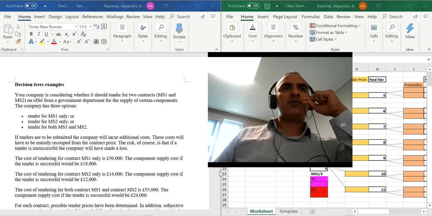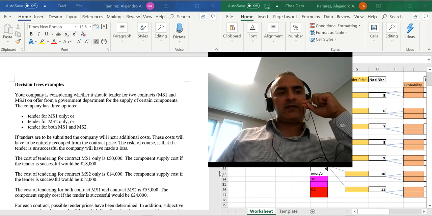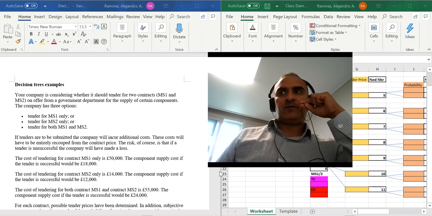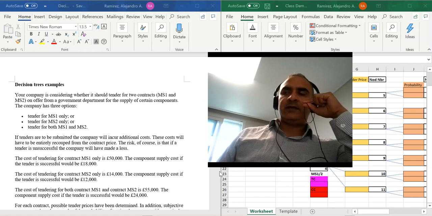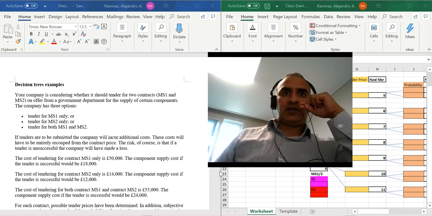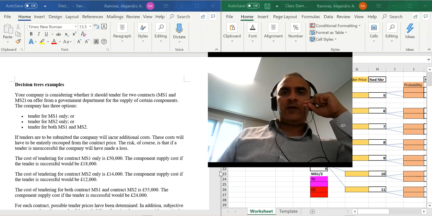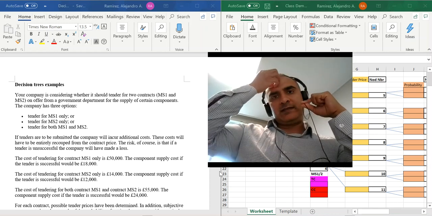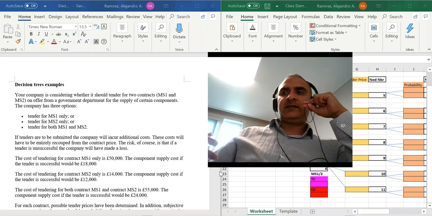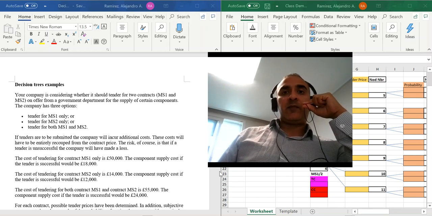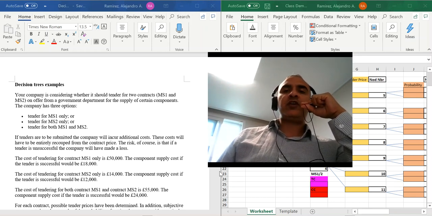So in this example, we're going to talk about a decision to tender. So what's a decision to tender? A tender is like an application. So let's say there's a government, and the government says we want to build a bridge. We need construction companies that tender for this project, so that apply for this project. So let's say the government says, I want to build this bridge, but I don't know how much it's going to cost. So send me your proposals.